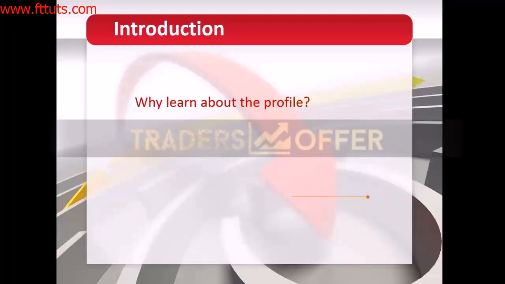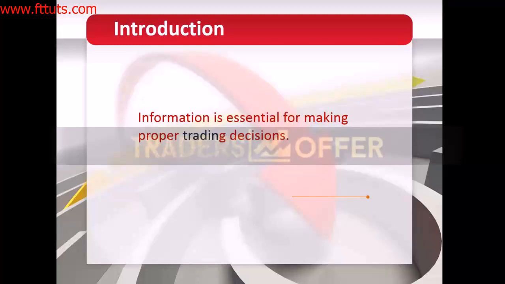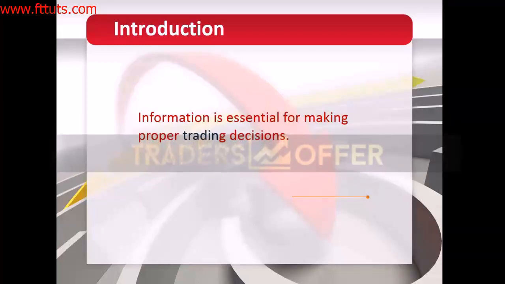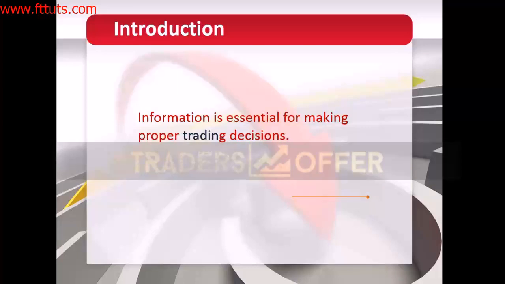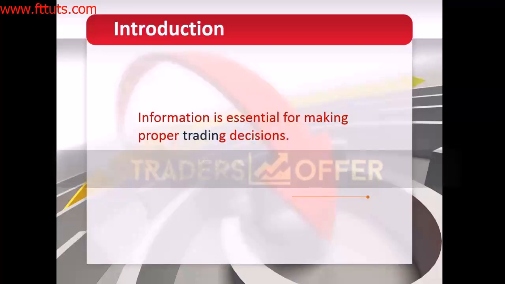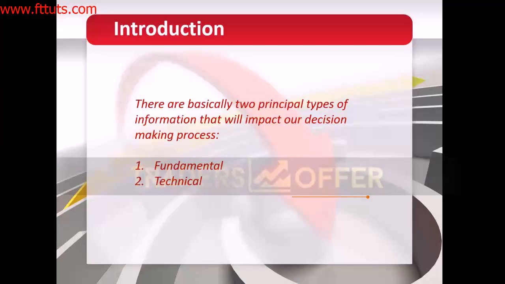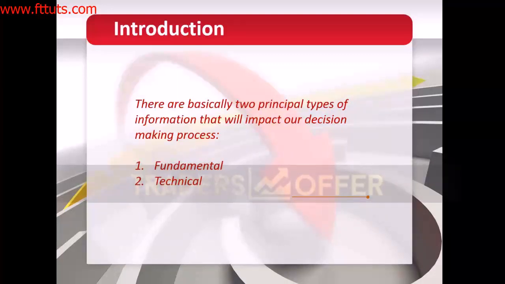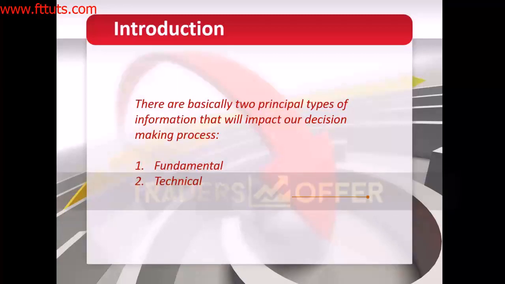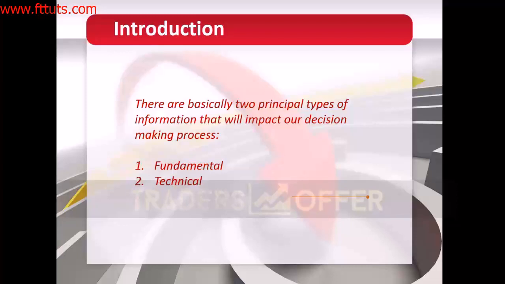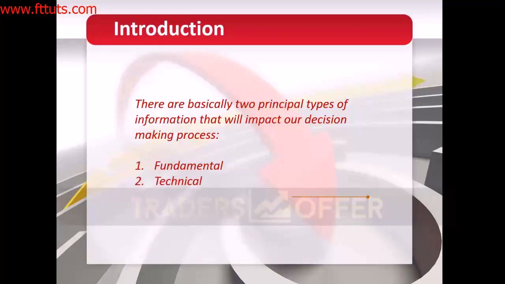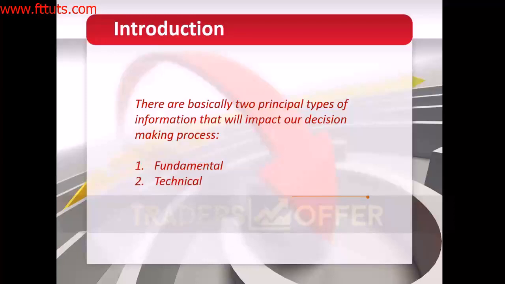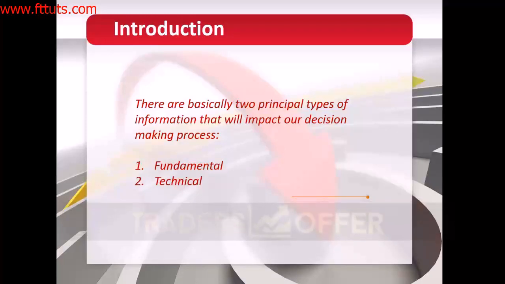And so let's take a look at the type of information that is essential for making proper trading decisions that we can get from the profile. Now, when we look at information that would help us in trading, we're basically looking at two principal types of information that may impact our decision-making process as traders. One is fundamental, and this is especially important for Forex traders because the primary and the major participants in the Forex market are central banks.